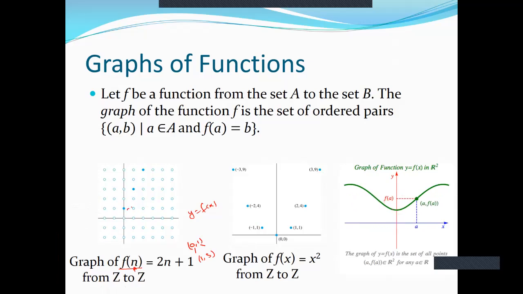So this is (0, 1), right? When I put 1 as n, the result is 3. So when x is 1, the y value is 3, that is (1, 3), right? And if I substitute 2, then what happens? When n is 2, at the x-axis when x is 2, this becomes 4 plus 1, that is 5. So I got an ordered pair, that is (2, 5), right?